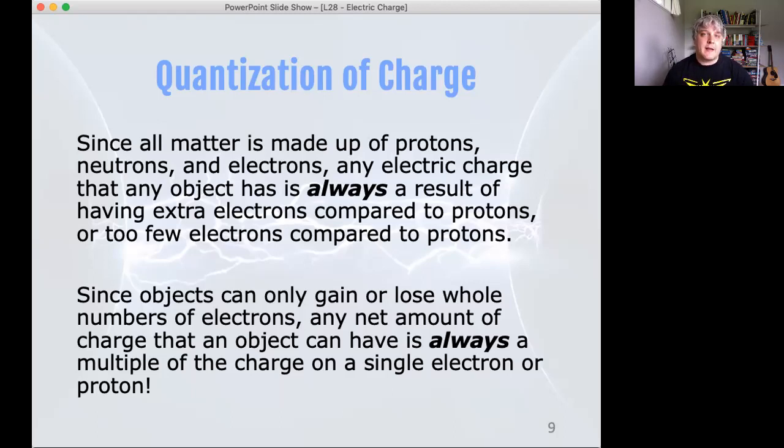It'll have more of one or the other. And in that case, the total number of protons or electrons that it has more than the other is the exact amount of net charge that that object has. So this is an important point because it's reminding us that whenever we talk about electric charge, everything in the universe, that charge is caused by just an imbalance in the number of protons and electrons. That's it. That's all it comes from.